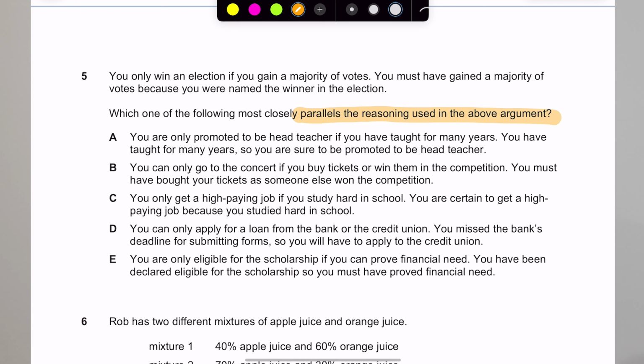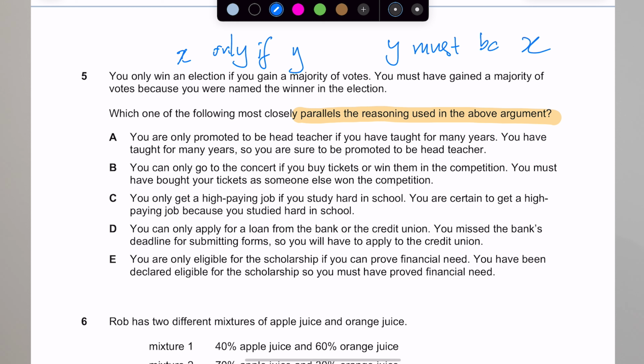Parallel arguments, another one that is really important that you use. A couple of things to really pay attention to. First, again, replace these things with X and Y. So you can only win an election. So X can only happen if you gain a majority of votes. If Y happens, you must have gained a majority of votes. You must have Y because you were named the winner in the election. Because X. So X happens, if Y happens, you must have Y because X has happened. That's what we're looking for.